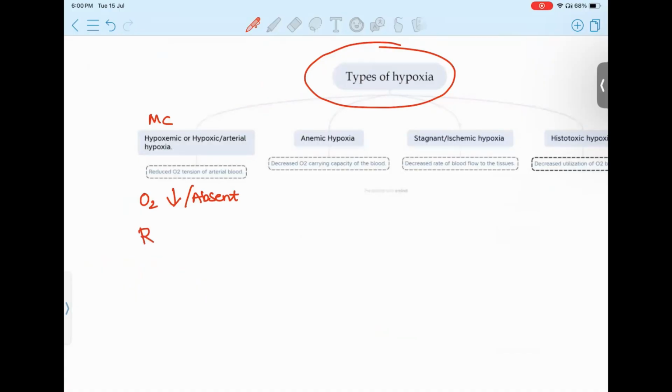RBC is okay. RBC is present in this patient. The circulation is normal. He can reach the entire circulation for each and every tissue. But what is lacking? The most commonly lacking is the oxygen itself, right? And the tissue is also normal in this patient. So this is the hypoxic hypoxia.